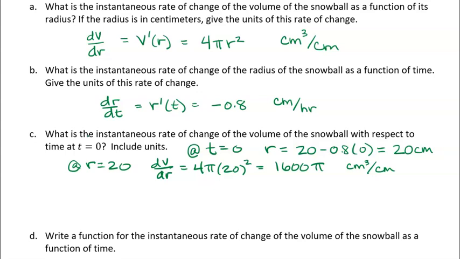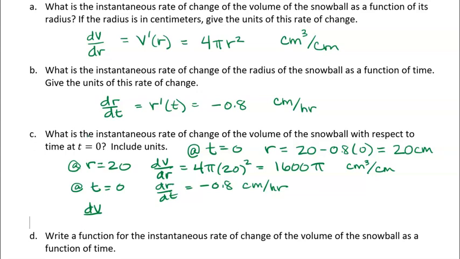All right, now we're going to do the same thing for the other rate. The derivative of the radius doesn't even have units in the formula, but the radius is in terms of time, and the derivative is just a constant. So we know from above that dr/dt is minus 0.8, and the units are centimeters per hour.